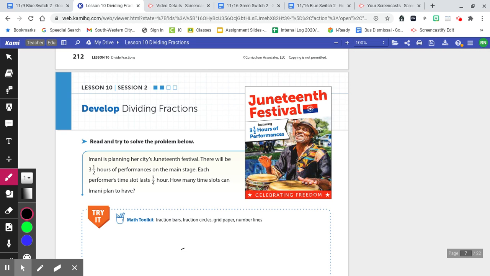Imani is planning her city's Juneteenth festival. There will be 3.5 hours of performances on the main stage. Each performer's time slot lasts 3/4 of an hour. How many time slots can Imani plan to have?